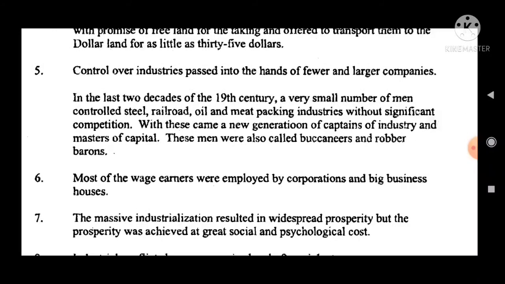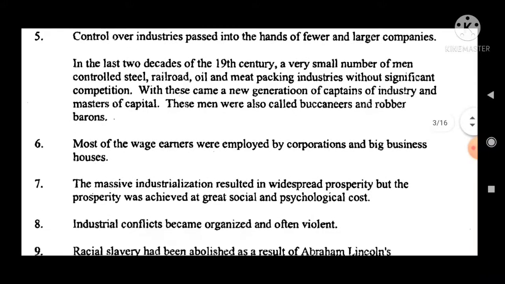Control over industries passed into the hands of fewer and larger companies. In the last 2 decades of the 19th century, a very small number of men controlled steel, railroad, oil, and meatpacking industries without significant competition. With this came a new generation of captains of industry and masters of capital. These men were also called buccaneers and robber barons.